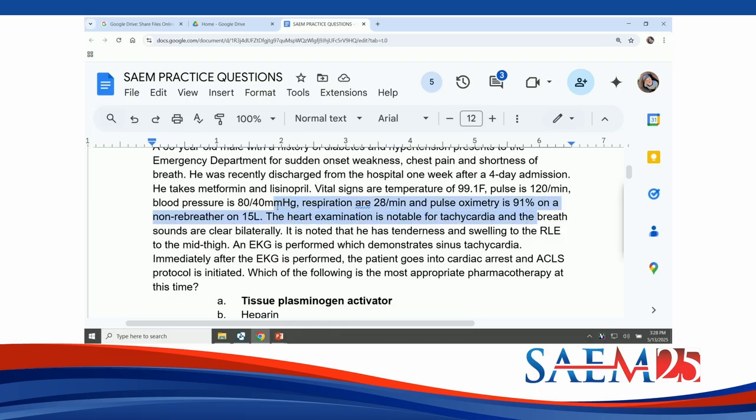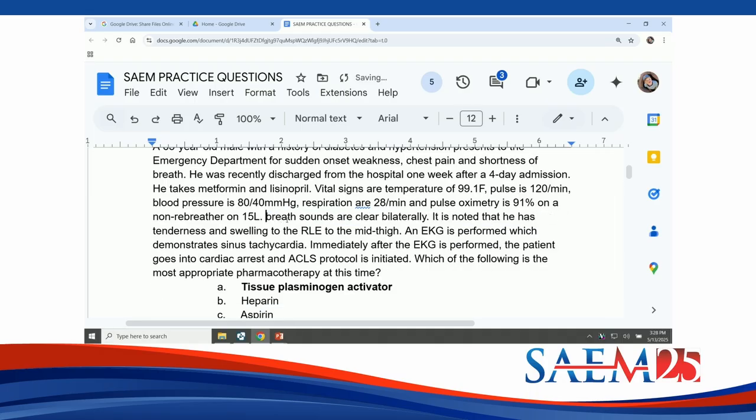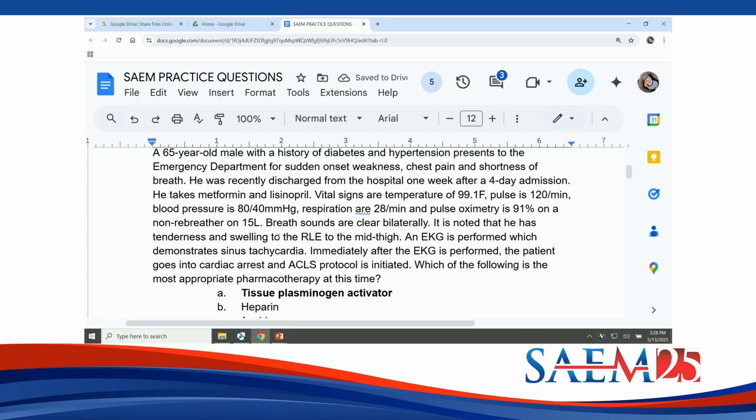Okay, hold on one second. I'm going to take the heart exam, right? Because we get that he's tachycardic. They've already given us a pulse of 120, so we don't really need that, right? And then, sorry, you said take out which one?